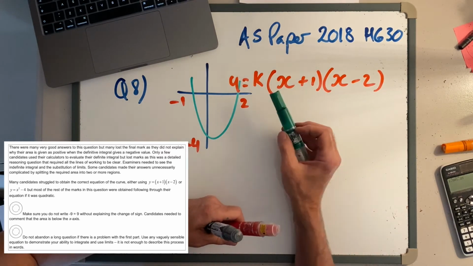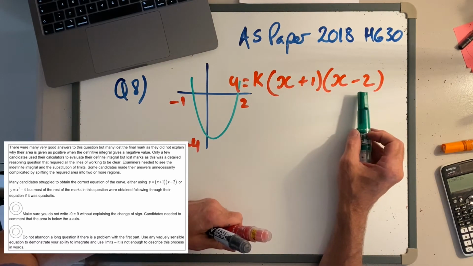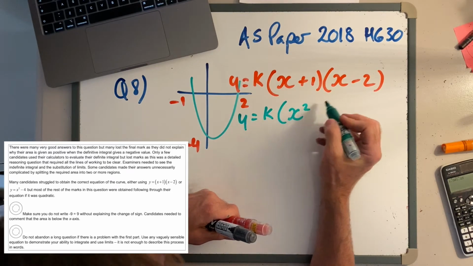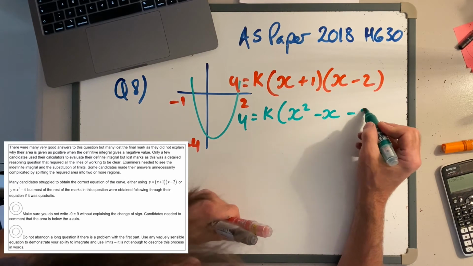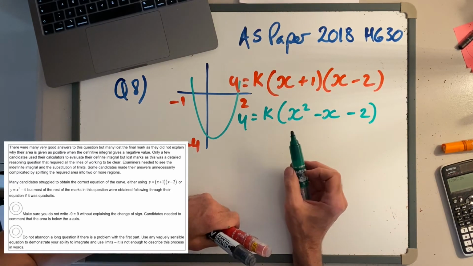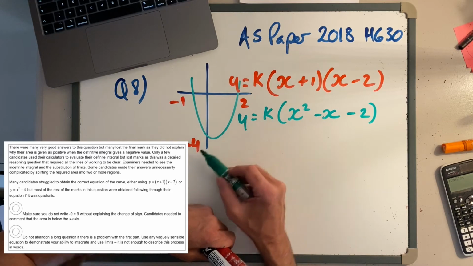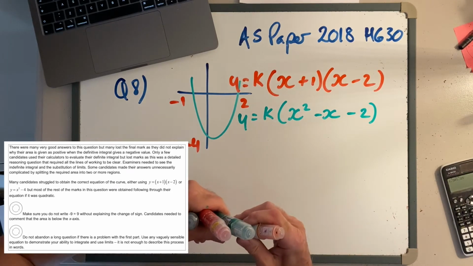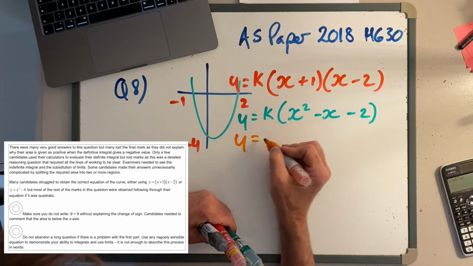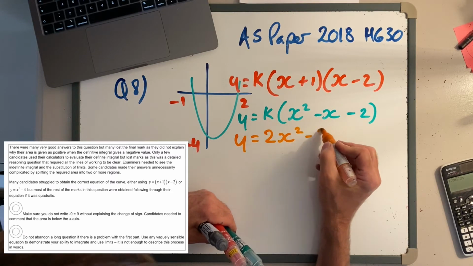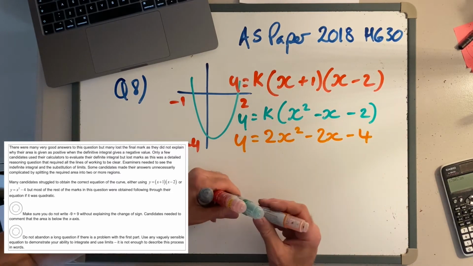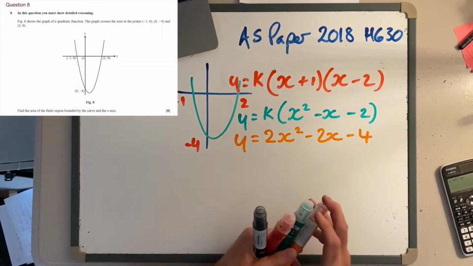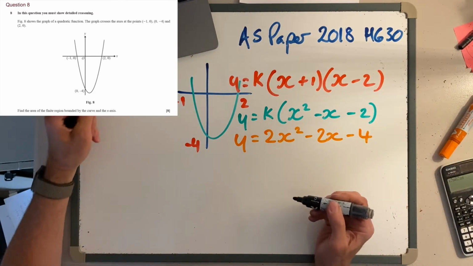Now, if I were to multiply this out, let me show you. I get x squared minus x minus 2. And I actually want -4 here. So I can tell you that k must be 2. So now I've got my equation: 2x squared minus 2x minus 4. And that is now my equation, and now I can integrate that. It's kind of a nice little question, that, isn't it? Well, I think it is anyway.